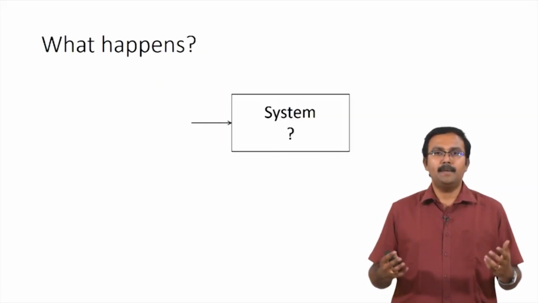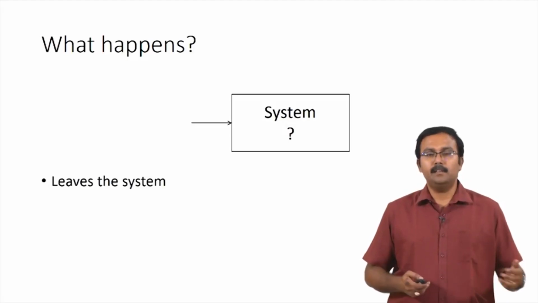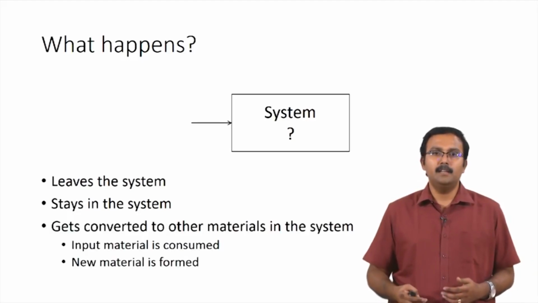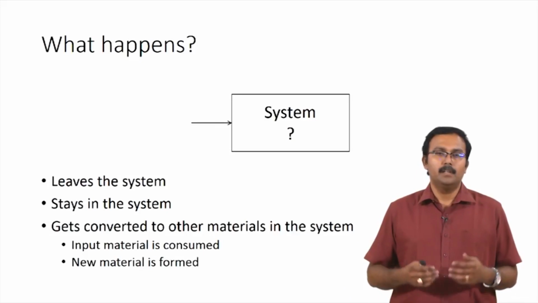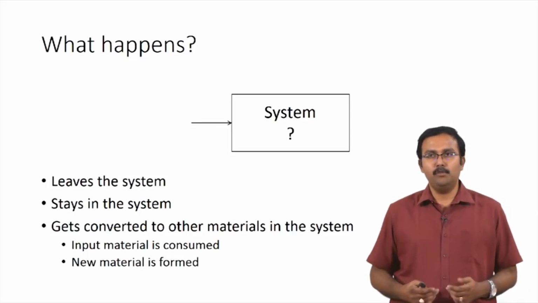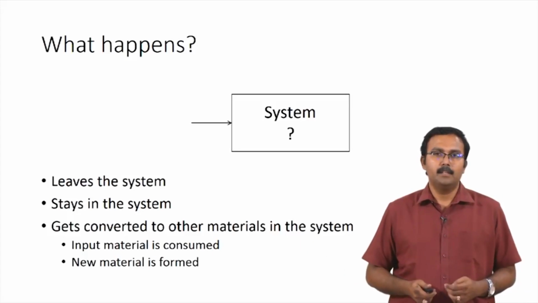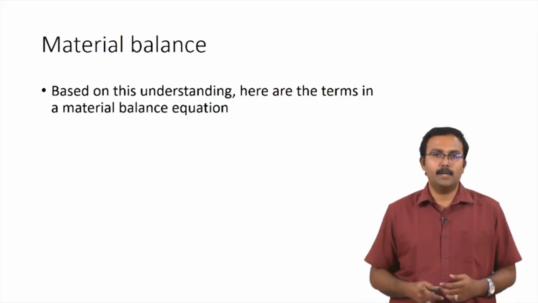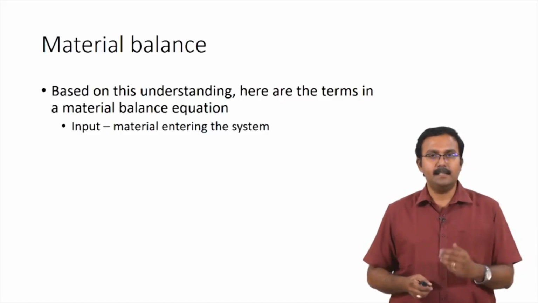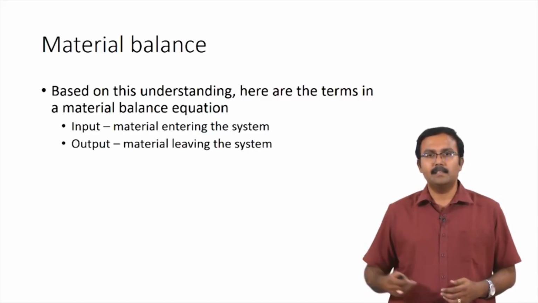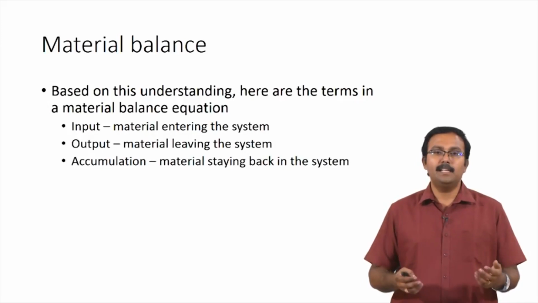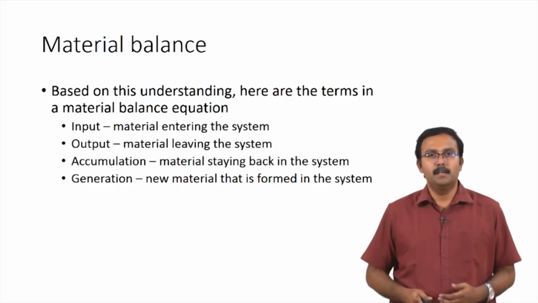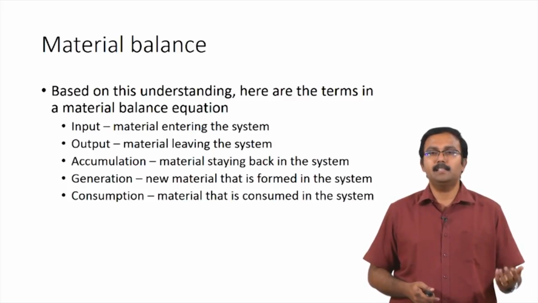Let us see what can happen when a material enters into the system. It could either leave the system, or it could stay back in the system, or it could get converted to other materials in the system. In this case, the input material will be consumed and new material would be formed. So, based on this understanding, here are the terms which we would be using in the material balance equations. Input, which is the material entering the system, output, which is the material leaving the system, and accumulation, which is the material which is staying back in the system, and generation, which is the new material which is being formed in the system, and you also have consumption, which is the material that is consumed in the system.